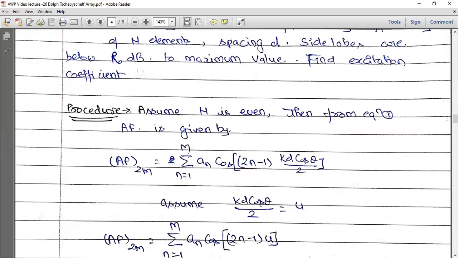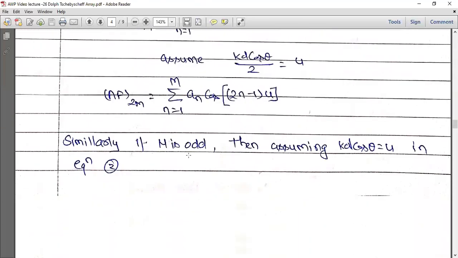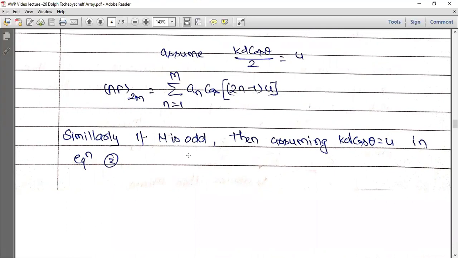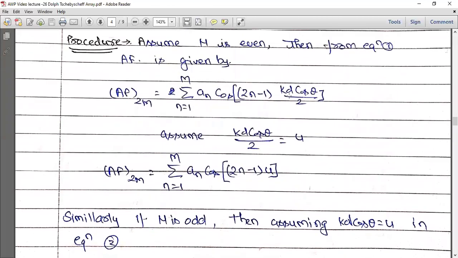So suppose n is 10, then m will be 5. Later on we'll perform a numerical, so the same thing will be more clear, as I hope. Okay, so if n is odd, the expression for array factor will be like an cos of n kd cos theta. In that case, you are not having kd cos theta by 2, rather you are having kd cos theta.